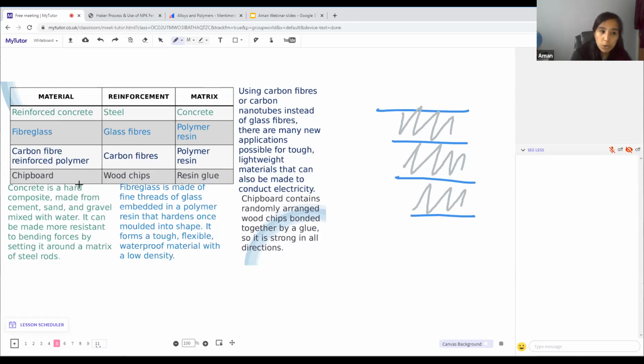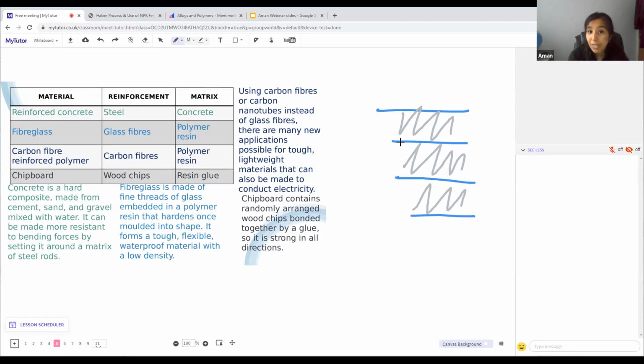Well, concrete is a hard composite, so I've said what it's made of here. But what it does is, we know that metals such as steel are really tough and hard. Concrete itself is quite flexible and bendy. So if we want to stop it bending, if we add in that steel, it stops it bending. It makes it resistant to these bending forces.